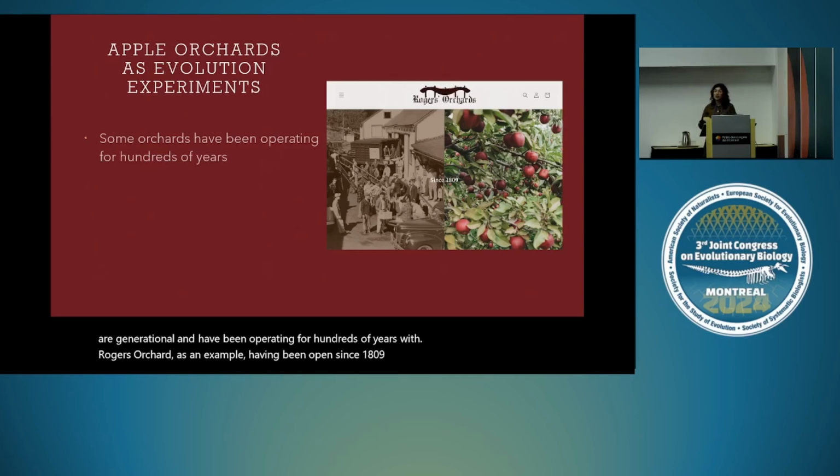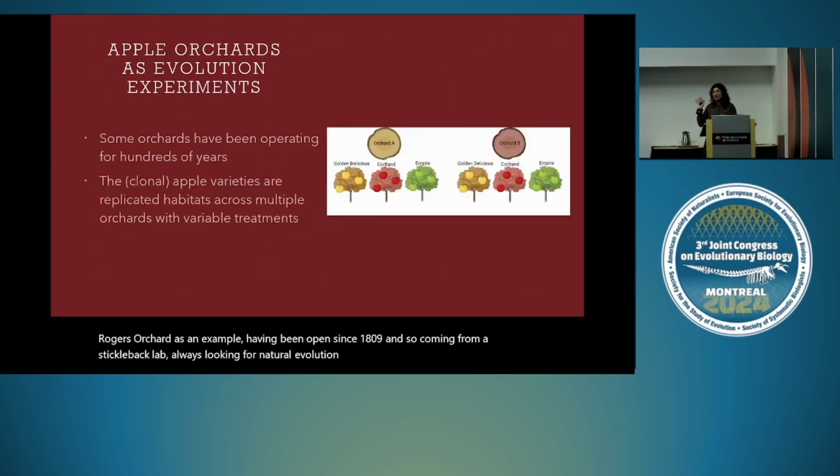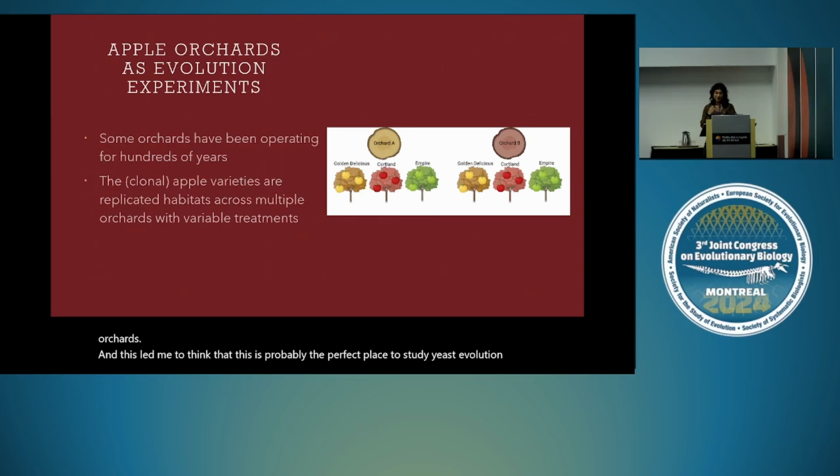And so coming from a stickleback lab, always looking for natural evolution experiments, I started thinking about how a lot of the same varieties are grown in these different orchards and subject to different treatments. And these clonal apple varieties are almost like replicated habitats across these orchards. And this led me to think that this is probably the perfect place to study yeast evolution in nature.